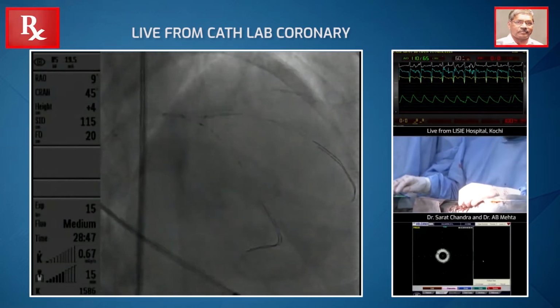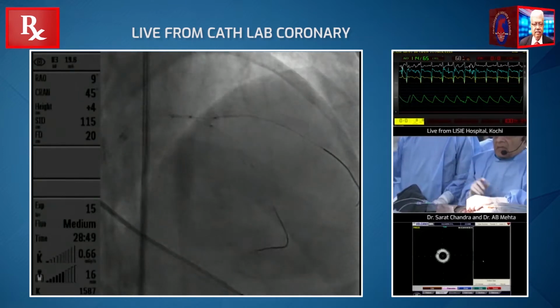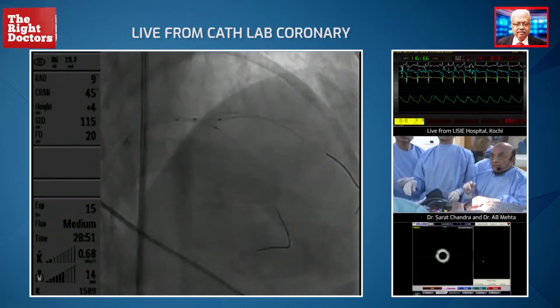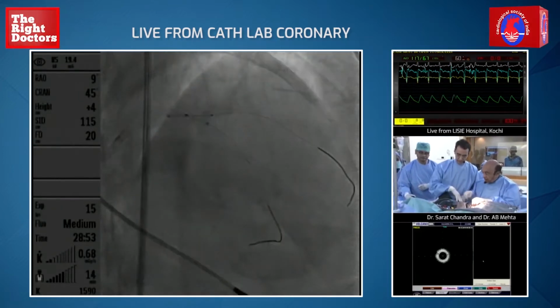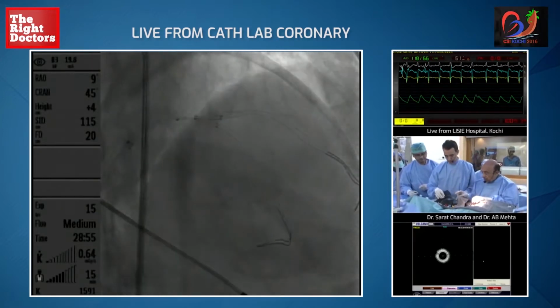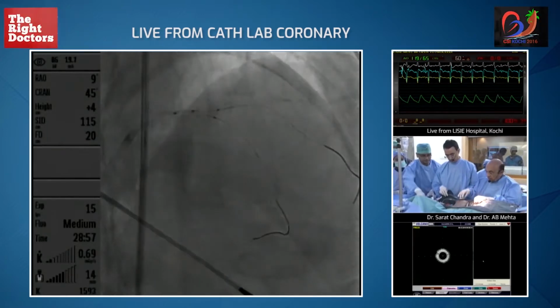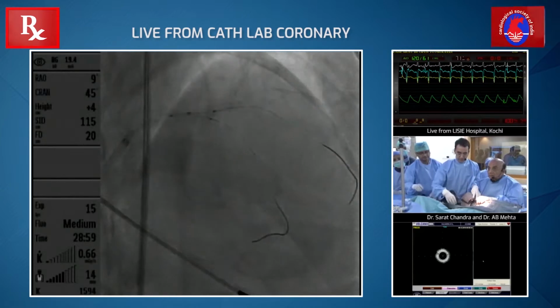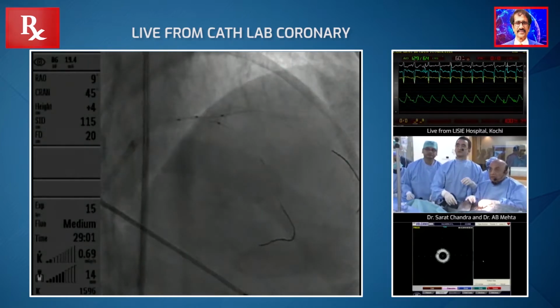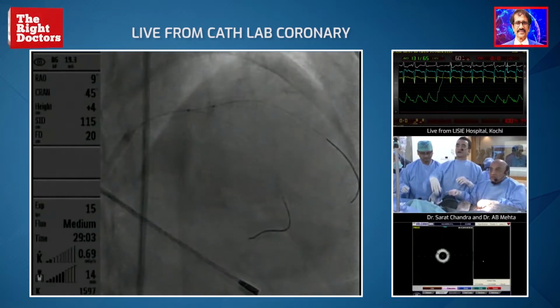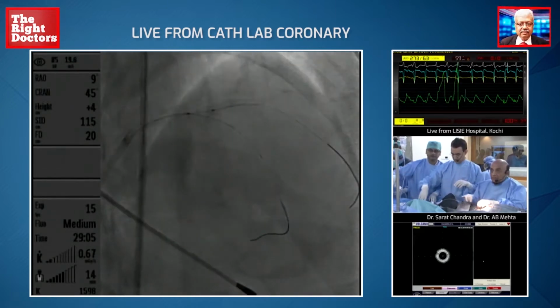Yeah, no problem. We will do it at our own pace, whatever is possible. So at that time we'll remove the LAD balloon. Okay, this is the LAD balloon. LAD is this blue? No, no. This is the LAD, sir. This one. Okay. So the LAD balloon is out. We'll put that inside, sir.